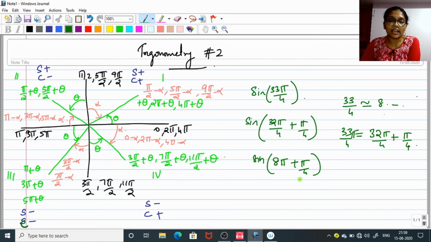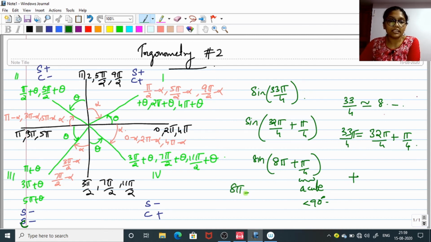Please make sure that the angle which we are writing here, after splitting it up, is an acute angle. Acute angle means less than 90 degrees. So 33π/4 is coming under the first quadrant. So what is our rule? We have to check for the quadrant first. Since it is the first quadrant, the sign is positive. And now check out the multiple, if it is an odd multiple or an even multiple.